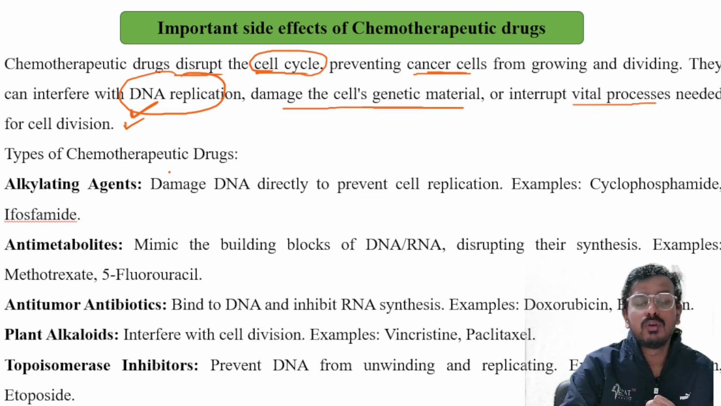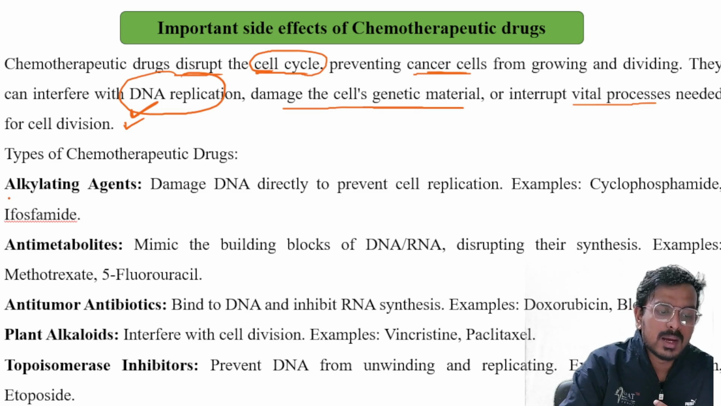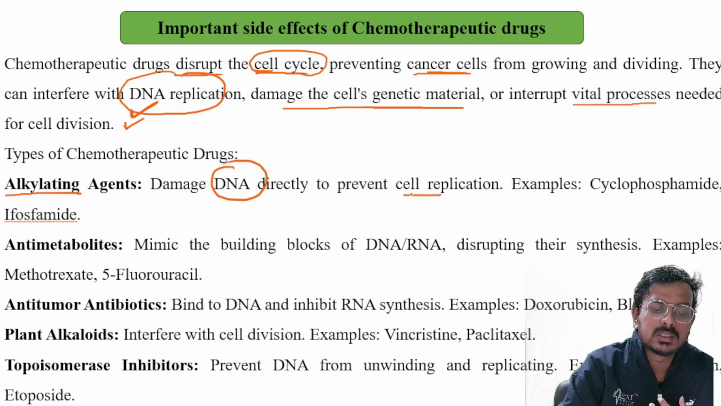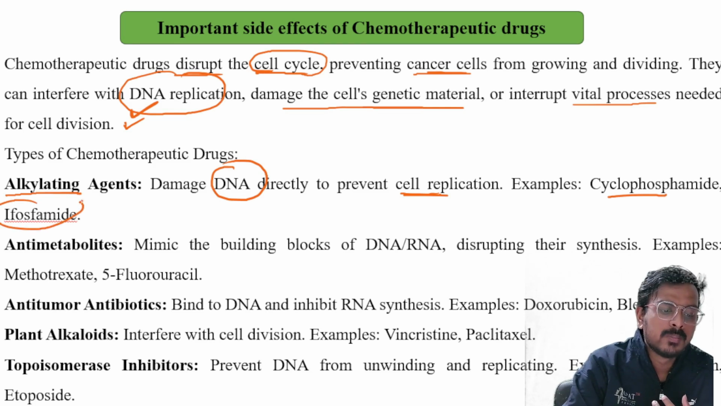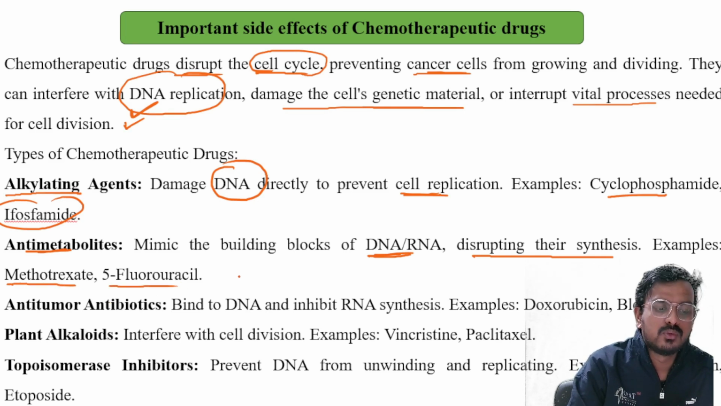So what are the different classes of these drugs? They might be alkylating agents, which cause alkylation of DNA, and by preventing this they ultimately prevent cell replication. Examples are cyclophosphamide and ifosfamide. Next are antimetabolites. They mimic the building blocks of DNA and RNA and disrupt their synthesis. Examples are methotrexate and 5-fluorouracil.